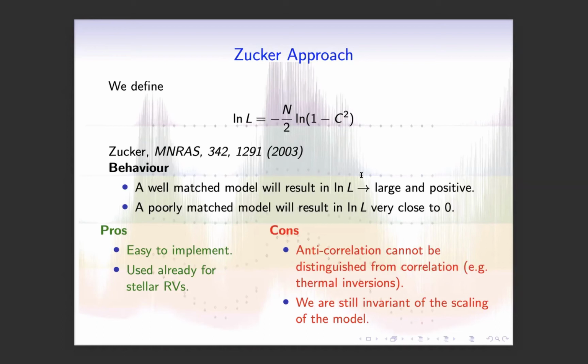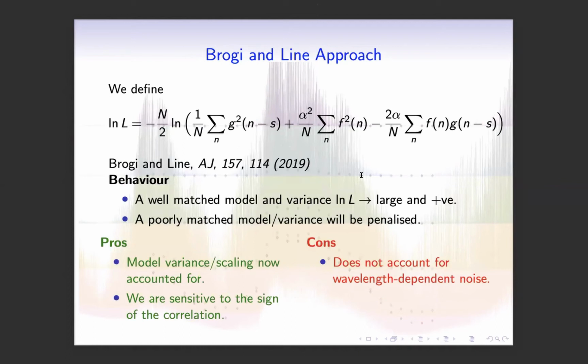So an extension to this would be to define your log L in terms of the data given by G and the model given by F. So slightly different. Now a well-matched model and variance as well will result in a log L that's large and positive. And a poorly matched model or variance will be penalized. And now we do include this dependence on the variance. And we are also sensitive to the sign of the correlation through this term here, F times G. However, we don't include any wavelength dependent noise in this case.